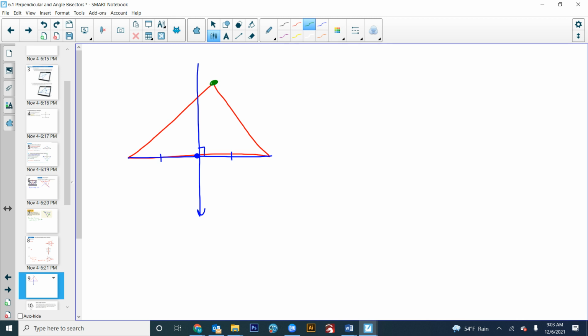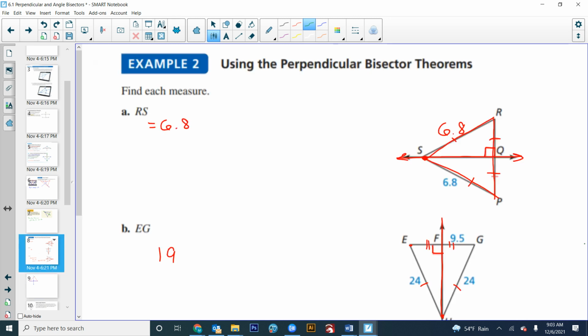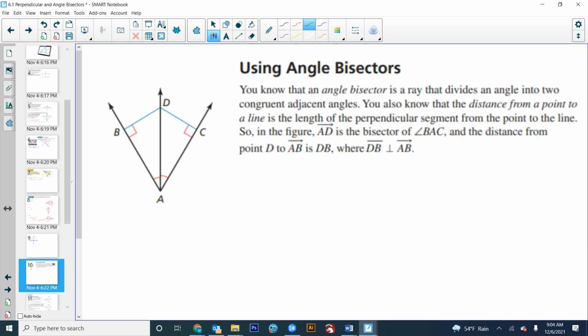Do you agree? The green dot is not on the perpendicular bisector. So it's not equidistant to the endpoints. So these cases we've been doing, there were special cases where this vertex was on the perpendicular bisector, and we talked about the result of the theorem. Okay? And in all those situations, those were isosceles.